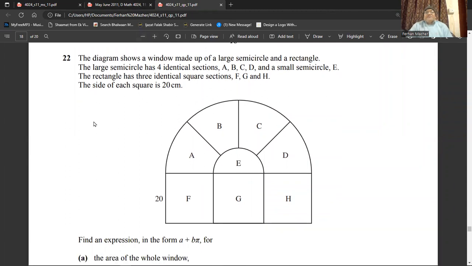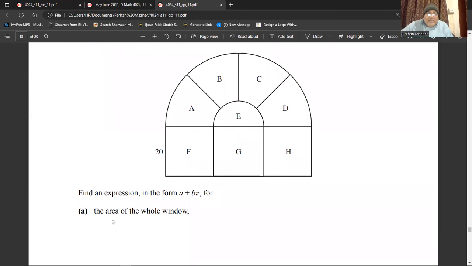Question number 22. The diagram shows a window made up of a large semicircle and a rectangle. The large semicircle has 4 identical sections, A, B, C, D, and a small semicircle, E. The rectangle has 3 identical square sections, F, G, and H. The size of each square is 20 centimeters. Find an expression in the form of A plus B pi for the area of the whole window.